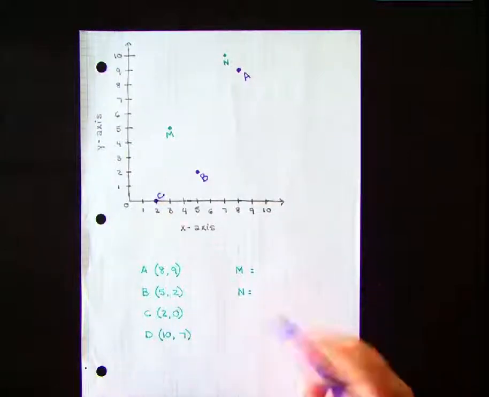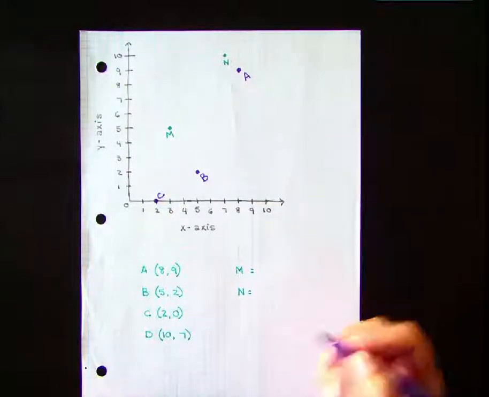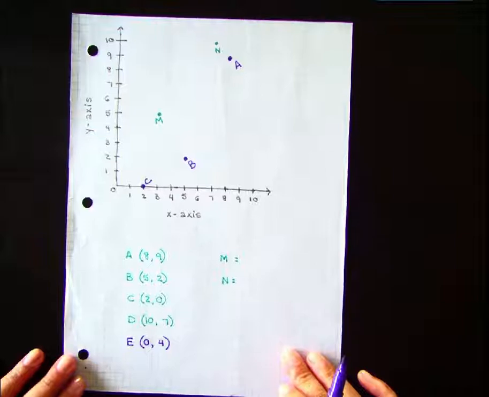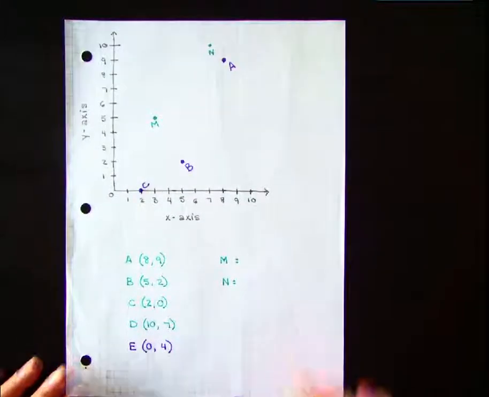Okay? So keep in mind, it could have also been written the other way. Let me add an extra point. Let me add point E and have 0, 4. Okay, so we'll get to that one in just a second.